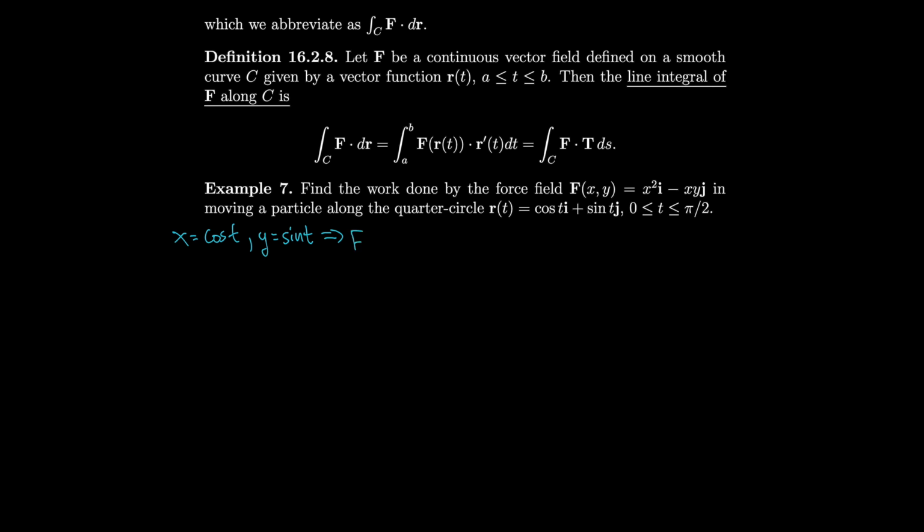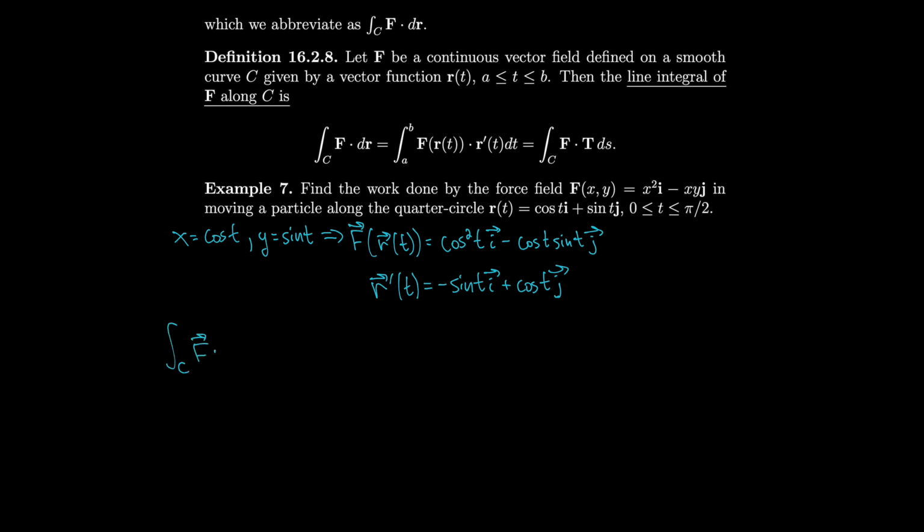So if we take f, we plug in our parametrization r of t. We're plugging in cosine for x. So we get cosine squared t i minus x times y, which is cosine t sine t, that'll be for j. And that's f of r of t. We also need to dot it with r prime, so let's calculate that too. So r prime is equal to minus sine t i plus cosine t j. We take our derivative.